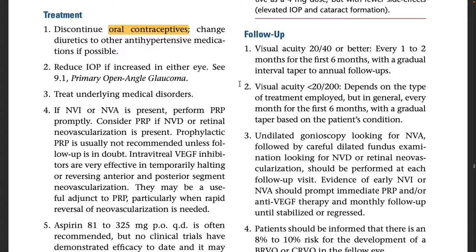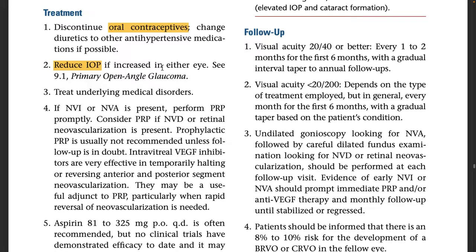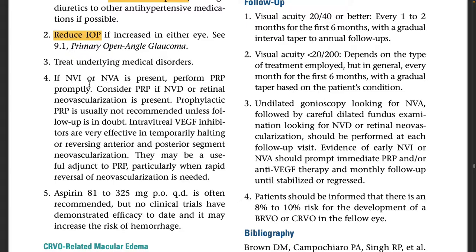Probably you guys have never thought about oral contraceptives, but they have a tendency to cause so many complications. So you ask the patient to discontinue oral contraceptives if she is taking them, and along with that, treat the underlying medical disorders.